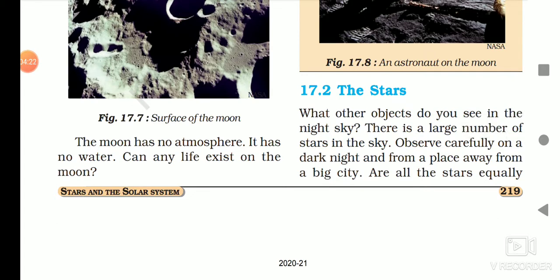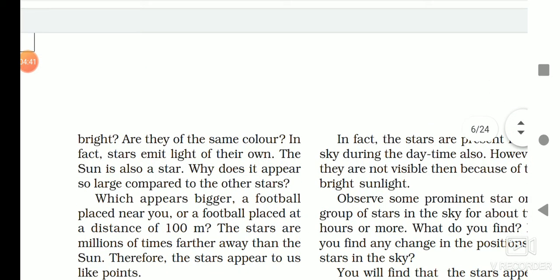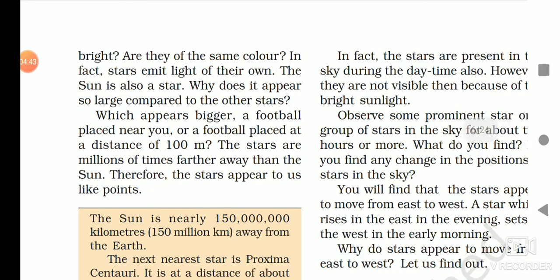Next, the stars. What other objects do we see in the night sky? There is a large number of stars in the sky. Observe carefully on a dark night and from a place away from a big city. Are all the stars equally bright? Are they of the same color? In fact, stars emit light of their own.